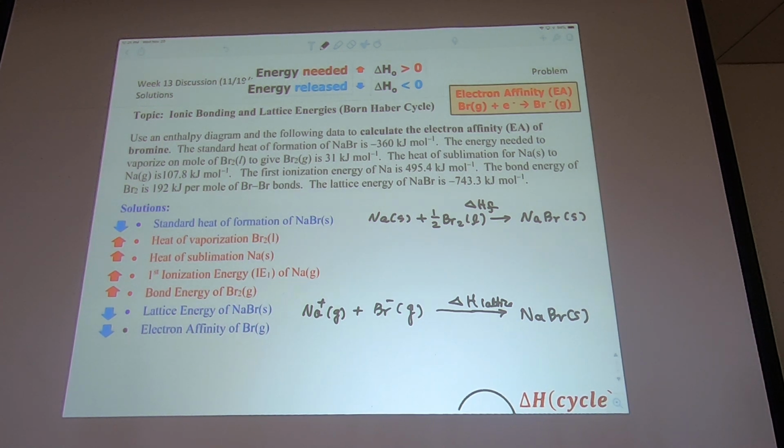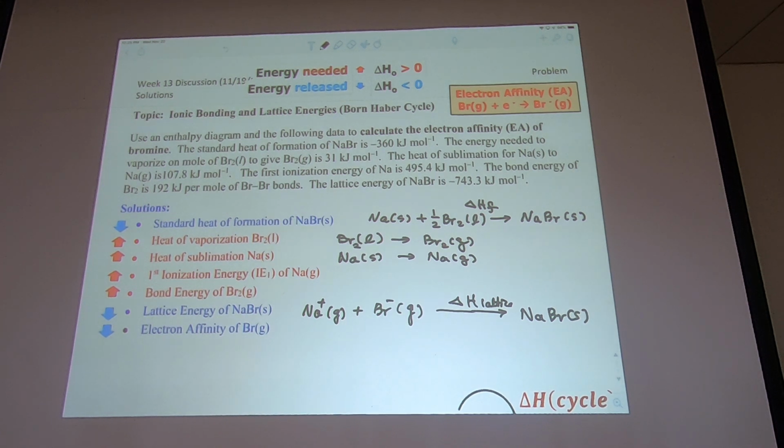And then the heat of vaporization is, I think that you all know, liquid, you're just vaporizing it. Sublimation is solid becoming gas. So those are the ones I can easily write.